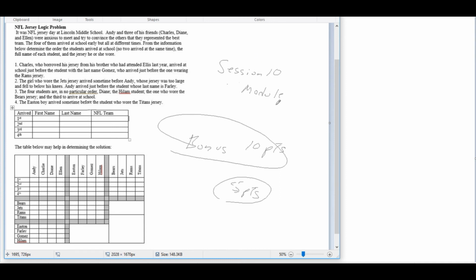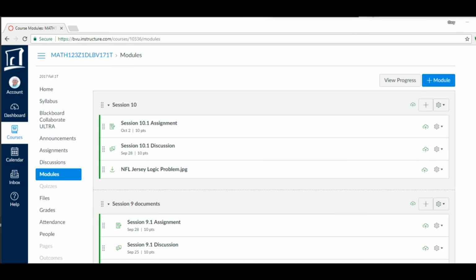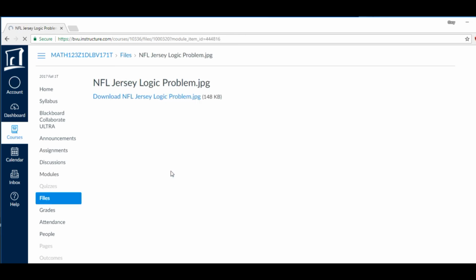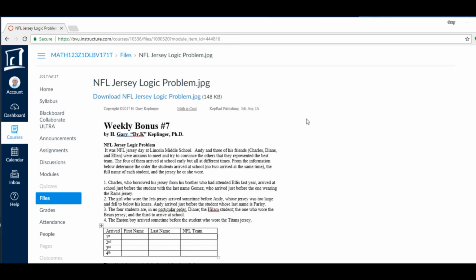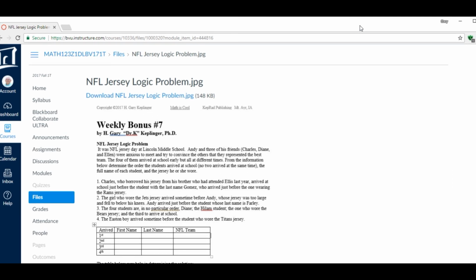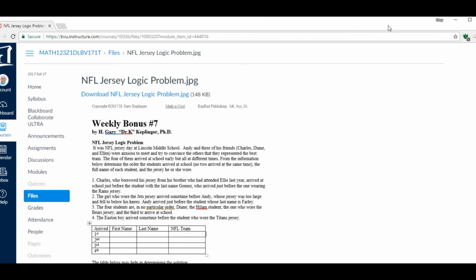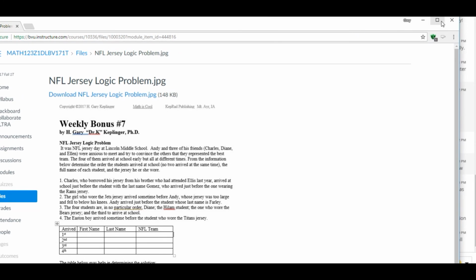But let me show you where that is for sure. If you go to modules, this is what will come up, and there's your assignment, your discussion, and there's that problem. Right now it's sitting there as a JPEG, which doesn't allow you to work on it, so I'll redo that and try to get it as a Word document or a document that you can upload as an assignment. I'll do that as soon as I finish this part. But that's not a requirement, it's there if you want some extra points.